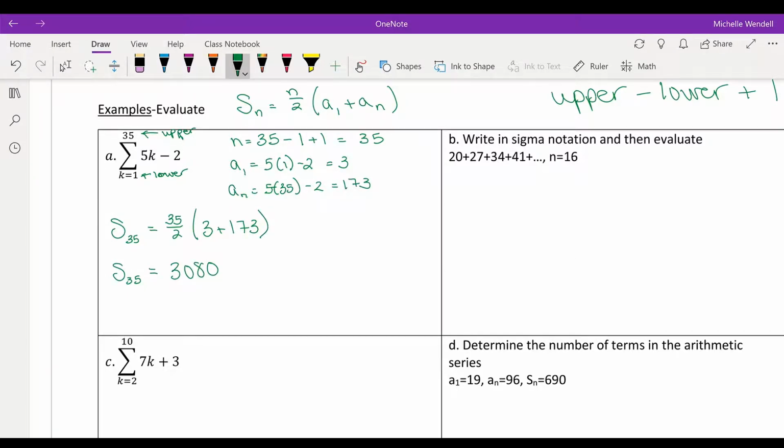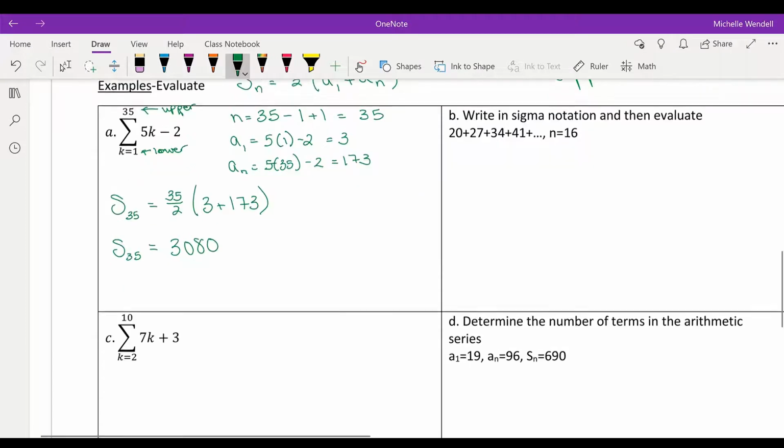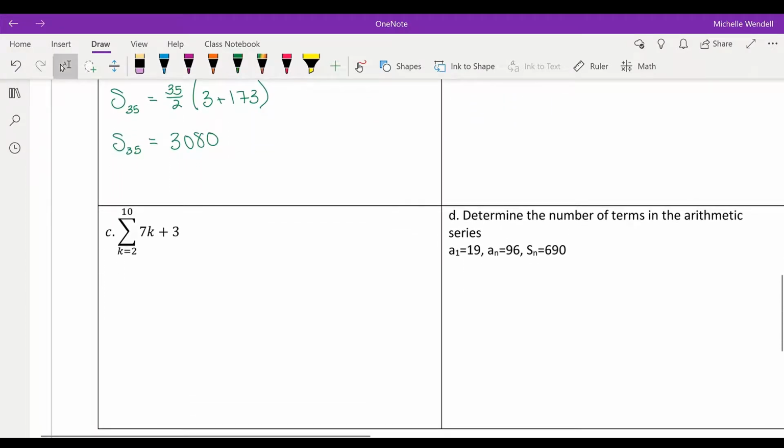We'll skip B for now. I'm going to jump to C just so you guys can compare it to A. If you look at C, you'll notice that your lower limit starts at 2. So again, that doesn't mean that I'm starting at the second term. It means that my first term is found when I plug in a 2. All right, so a sub 1 is found by plugging in that 2 into the formula for k. So that means a sub 1 is 17 in this case. A sub n, the last term, is found by plugging in that 10.